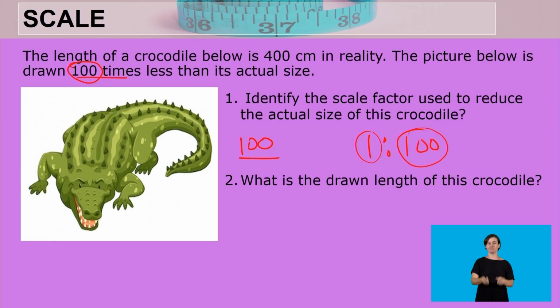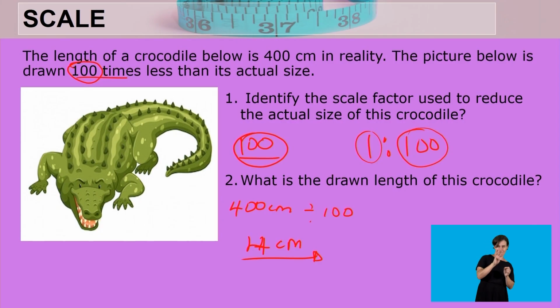What is the drawn length now of this crocodile? If its actual size is 400 centimeters and we've reduced it by 100 times, it means we have to divide by 100. So the drawn length will be 4 centimeters. So when we took a ruler and drew this crocodile, we used the dimension of 4 centimeters.